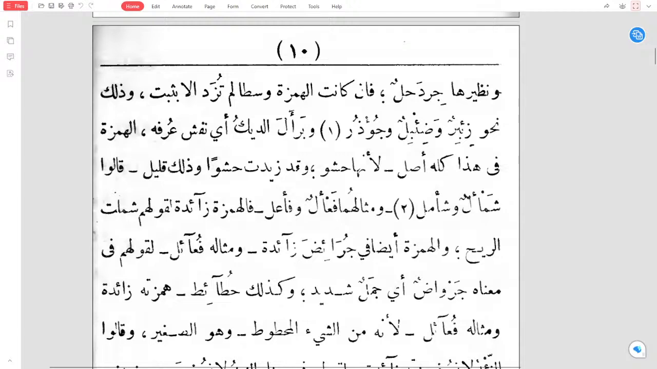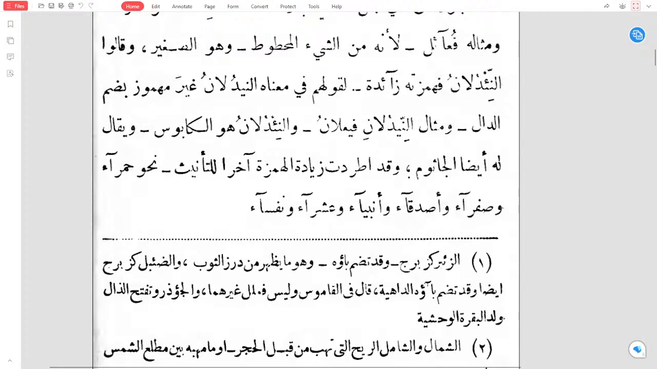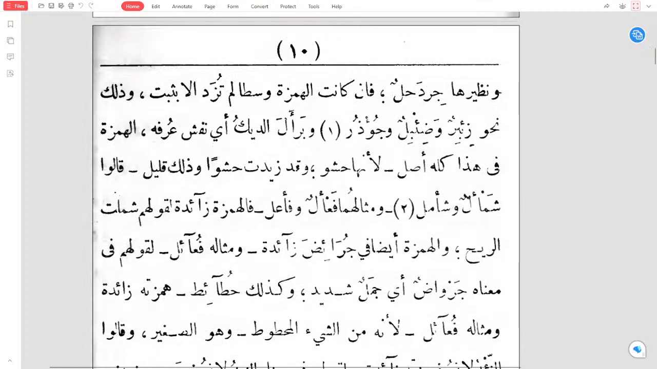وبرأل الديك أي نفش عرفه. برأل الديك نفش عرفه. الهمزة في هذا كله أصل. In all these words, the hamza is asl. I'm not sure what this bar al-dik means. He doesn't seem to have mentioned it in the hashia. We can check this. If it takes a long while, then I might skip a few of these words, since a lot of these words are not used as commonly in modern Arabic, but it's good to still have them.